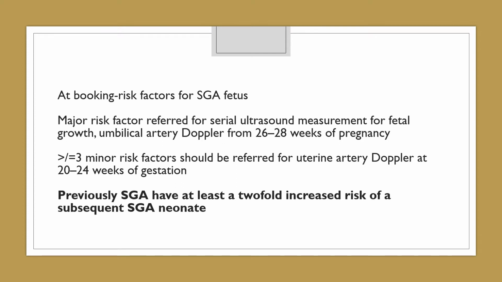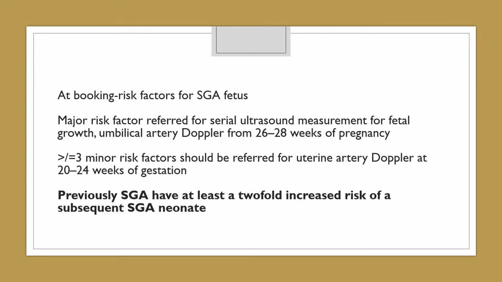So the word serial is important, which means that you start off around that time of the pregnancy and then carry it on every 2 weeks or every 4 weeks, depending on measurements. If there are equal to or more than 3 minor risk factors, then the patient is referred to have a uterine artery Doppler at 20 to 24 weeks.